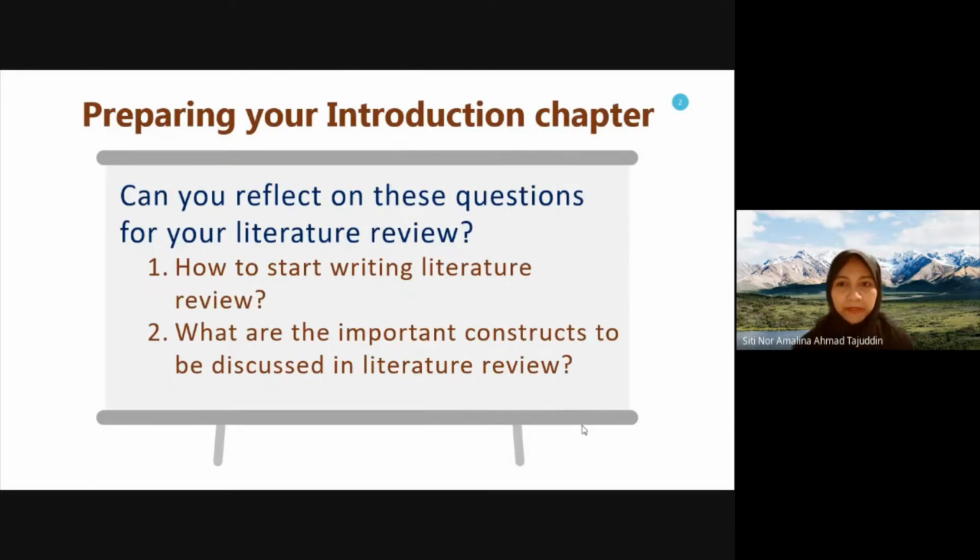So before you start preparing your introduction chapter, as I mentioned just now, try to get a few main sources. Main sources means your journal articles, or it can also be your ebooks. At least 5 journal articles, so that it will help you not only to start writing your introduction chapter, but also to reflect on a few questions for your literature review later, and what the important constructs to be discussed in the literature review are. Because when you prepare your introduction chapter, you also have to think about how to expand your introduction for your literature review later.